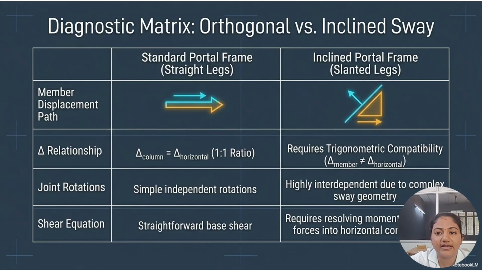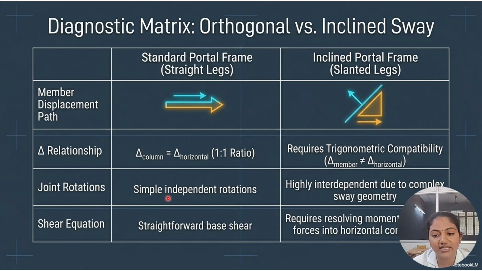And then the diagnostic matrix of orthogonal versus inclined sway. Here the member displacement will be the straight horizontal one, whereas in the inclined portal frame, the slanting legs will be the inclined ones, which provides a right angle triangle, where the relationship is that the column is equal to the horizontal, while here the member is not equal to the horizontal. And then the joint rotation will be the simple independent rotation, and it is highly independent of the sway geometry, because it has an inclined one.